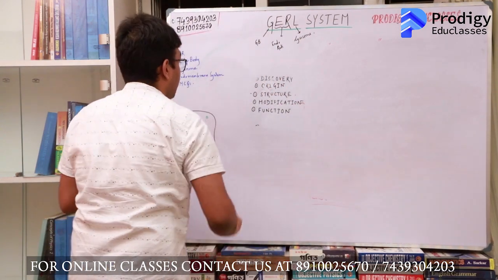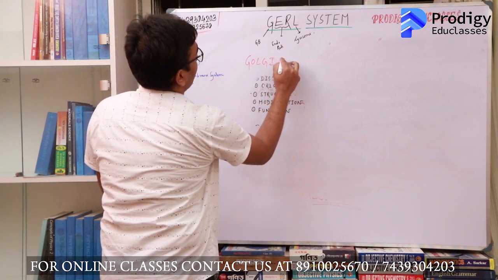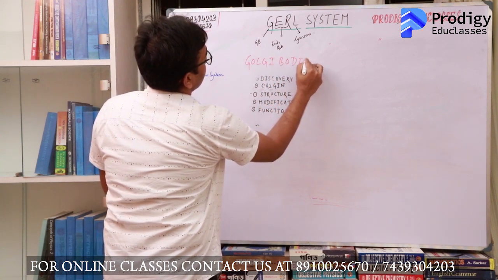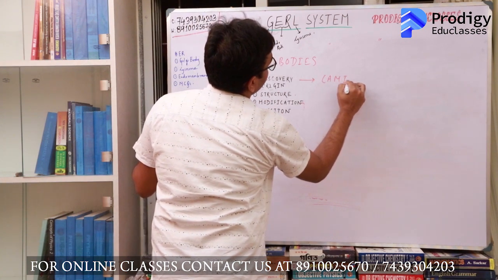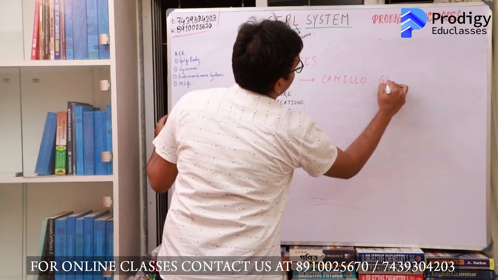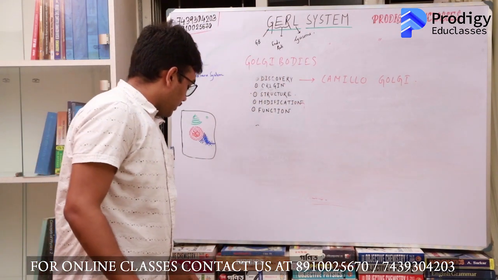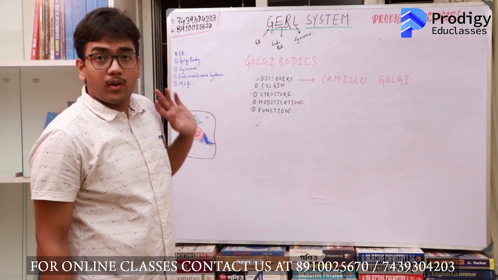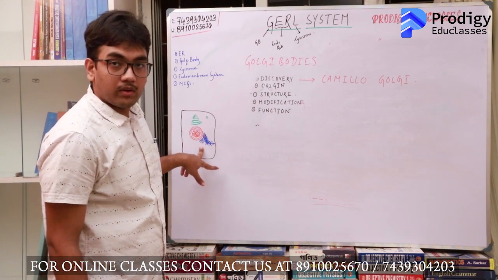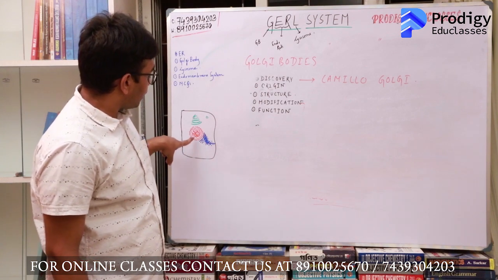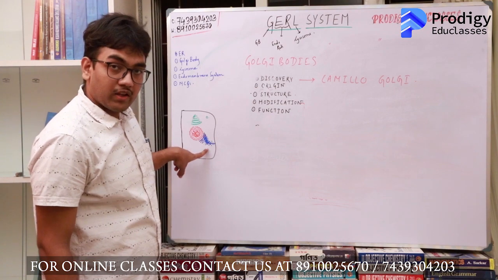Next we'll come to the discussion about Golgi bodies. Golgi bodies were discovered by Camillo Golgi in nerve cells of Barn owl. Okay, so where are the Golgi bodies formed from? Golgi bodies are formed from the endoplasmic reticulum. So see, endoplasmic reticulum was formed from the nuclear membrane, and Golgi bodies are formed from the endoplasmic reticulum.